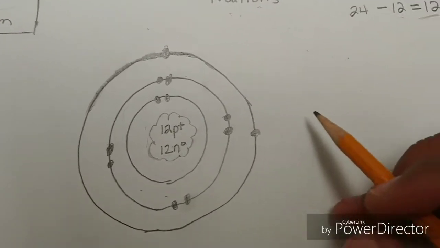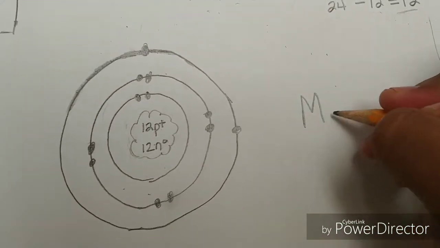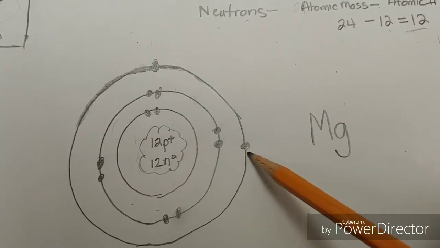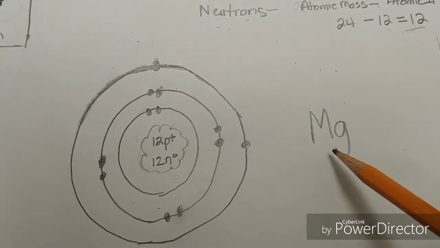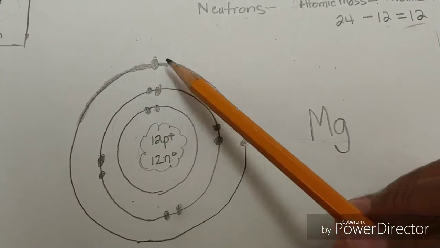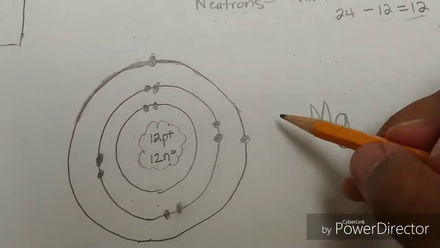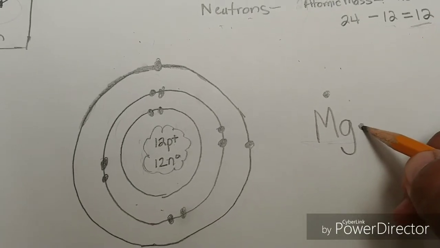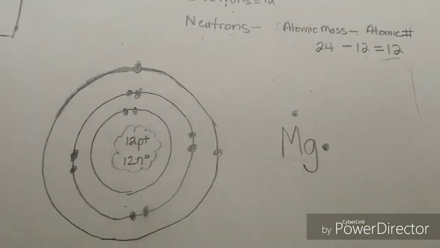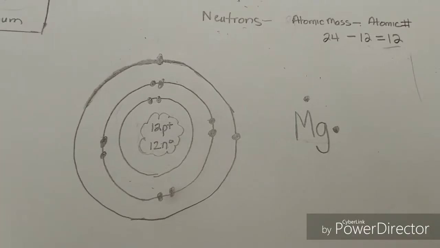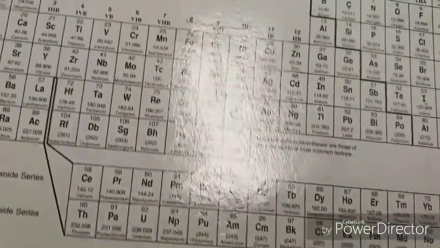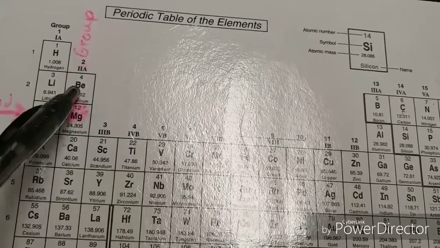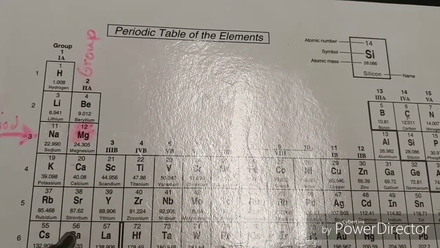Okay, so to do the Lewis structure, you write the symbol of the element. So there it is, magnesium, and you're pretty much going to copy what you see here. On the last ring, copy the electrons that you see. So we have our valence electron here, and then our second one here. This also reminds me to tell you that it's connected to the fact that it's in group 2. The elements in group 2 are all going to have 2 valence electrons.